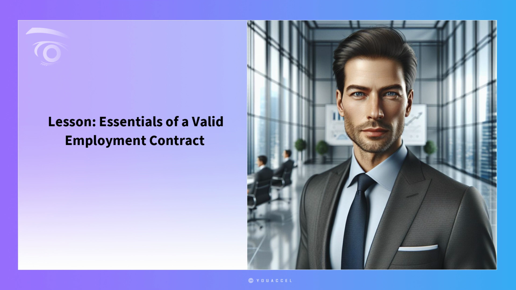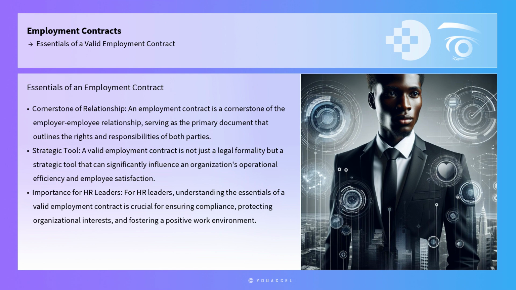Lesson: Essentials of a Valid Employment Contract. An employment contract is a cornerstone of the employer-employee relationship, serving as the primary document that outlines the rights and responsibilities of both parties. A valid employment contract is not just a legal formality, but a strategic tool that can significantly influence an organization's operational efficiency and employee satisfaction.